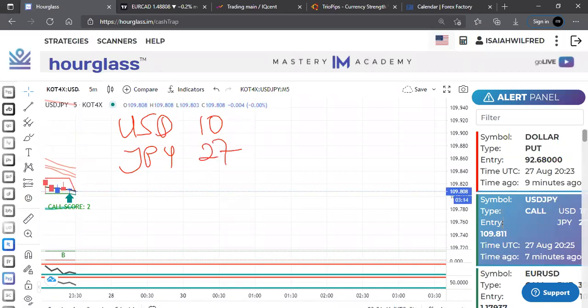Which of these currencies is stronger? Between the two, which of them is stronger? Drop it in the chat. JPY, okay. Faithfulness, I think you're the one that said you don't understand. Now I need you to respond. I need to see your response in the chat. Which of them is stronger? USD or JPY?